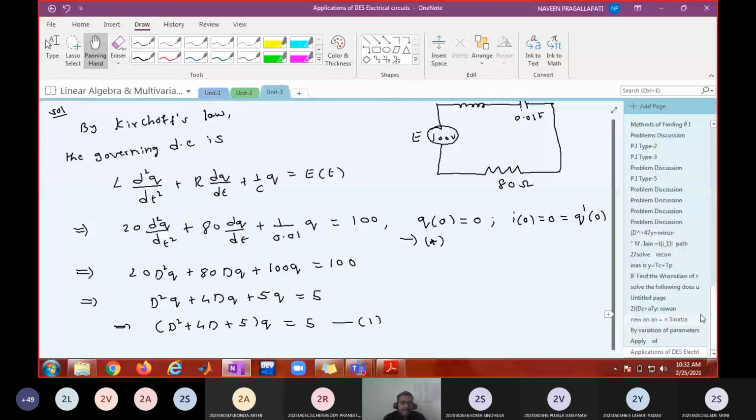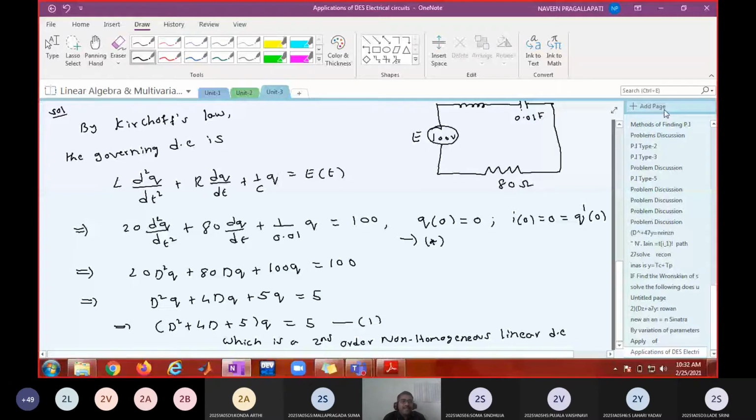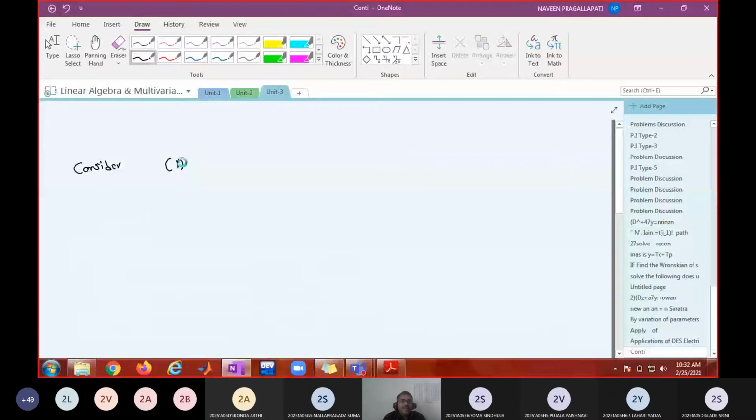Which is a second order non-homogeneous linear differential equation. Therefore, consider (D square plus 4D plus 5) of y equal to 0.